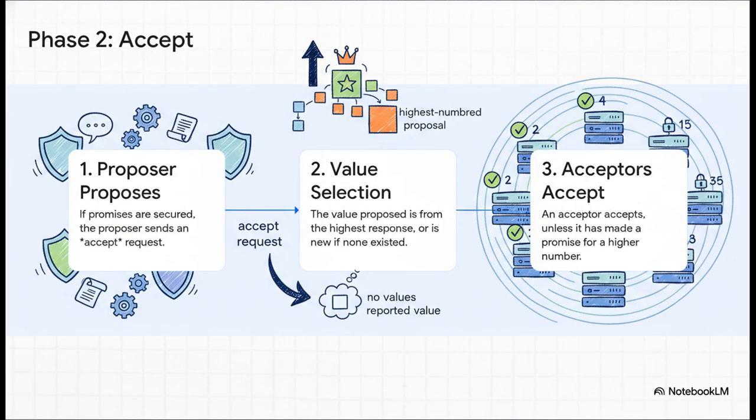Okay, once the proposer gets promises back from a majority, it's time for phase 2. Now it sends the actual accept request. And here is the absolute genius of Paxos. If any of those acceptors reported a previously accepted value, the proposer must propose that value, the one from the highest numbered proposal it heard about. It's forced to adopt the group's history. It's only free to use its own value if no one reported anything back. This guarantees that if a value is already close to being chosen, any new proposal will help push it over the finish line, not start a brand new race with a different value.